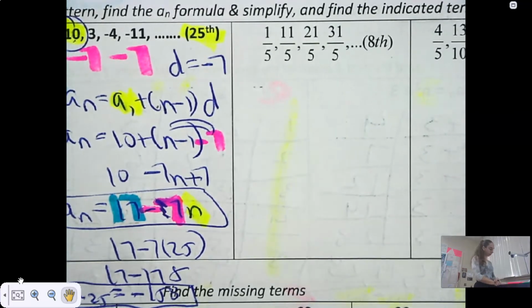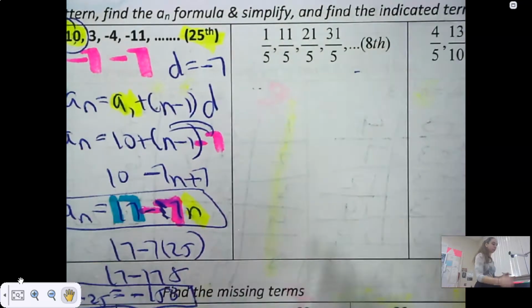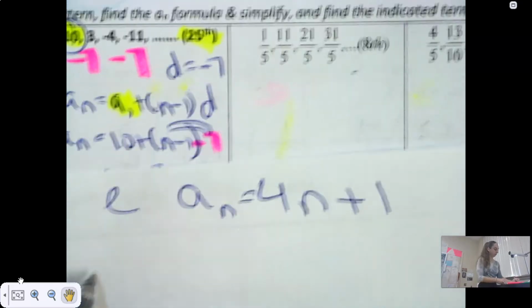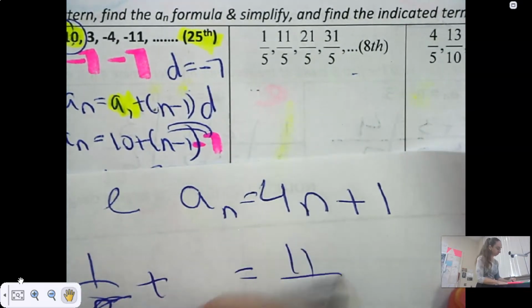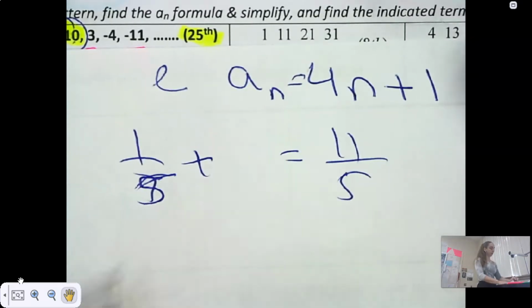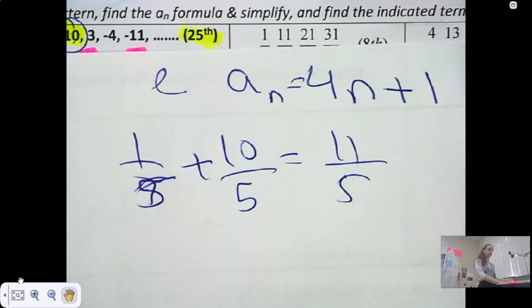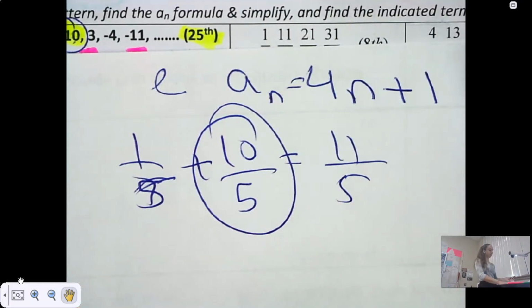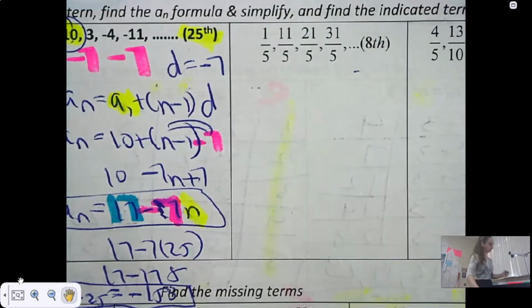All right, now we've got a fraction. So, what do we notice is happening every single time? The denominators stay the same. So I have 1/5 plus what number equals 11/5? Well, I know when I'm adding fractions, the denominators need to stay the same. Oh, so if that's 10, 10/5 is my pattern, but 10/5 is really what? 2. Oh, so that means my d equals 2.